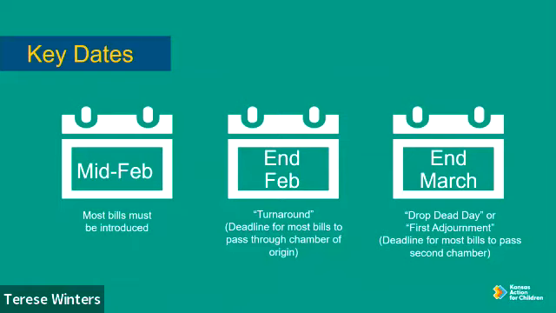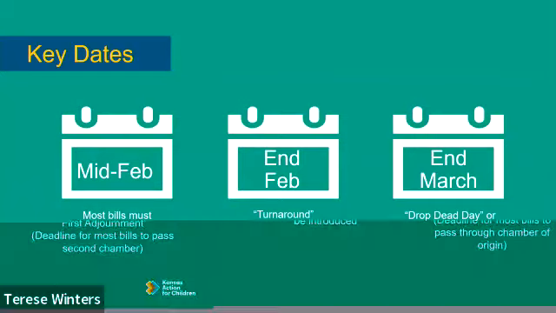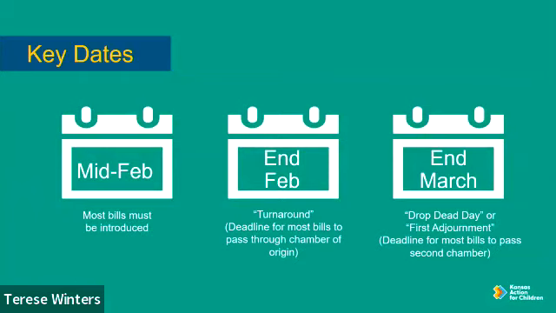So if a bill starts in a House committee, it has to have gone through the committee, onto the House floor, and been voted and passed on the House floor in order for it to stay in the process. And then the end of March, which is first adjournment, is the deadline for those same bills to have gone through the whole process again in the second chamber.